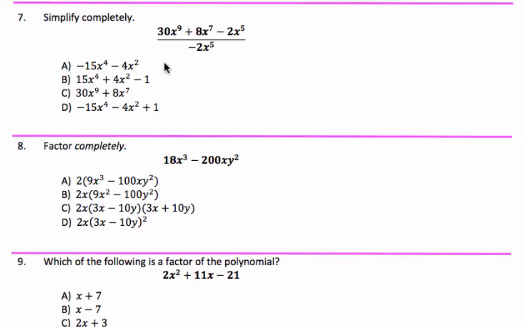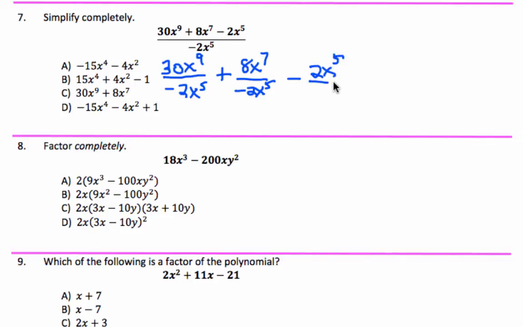So the 3 fractions will be 30x to the 9th divided by negative 2x to the 5th, our denominator, plus 8x to the 7th divided by our denominator, minus 2x to the 5th divided by our denominator.